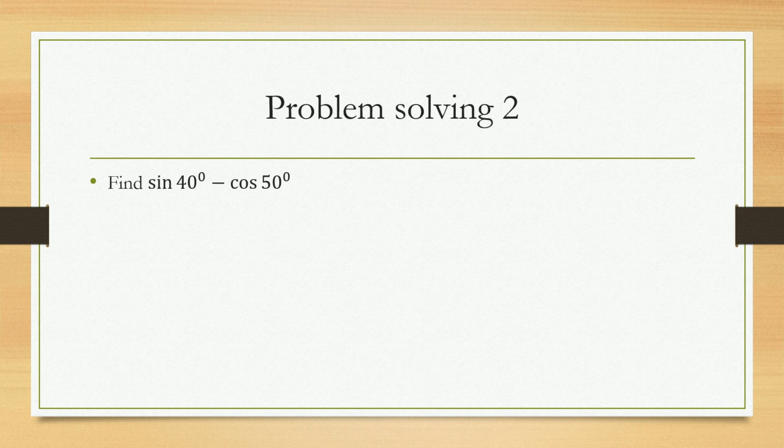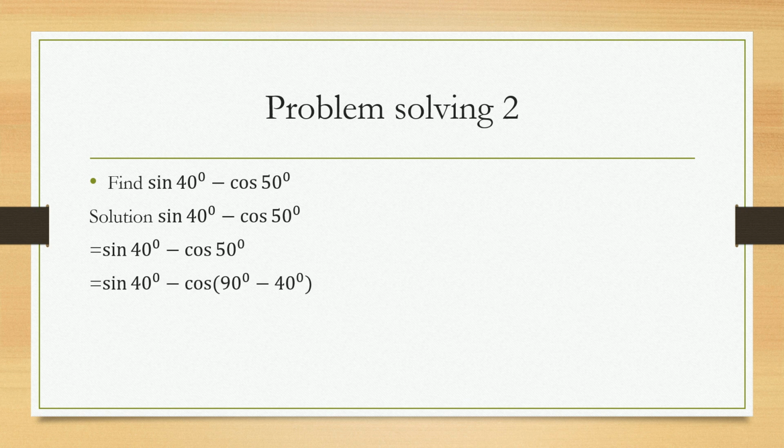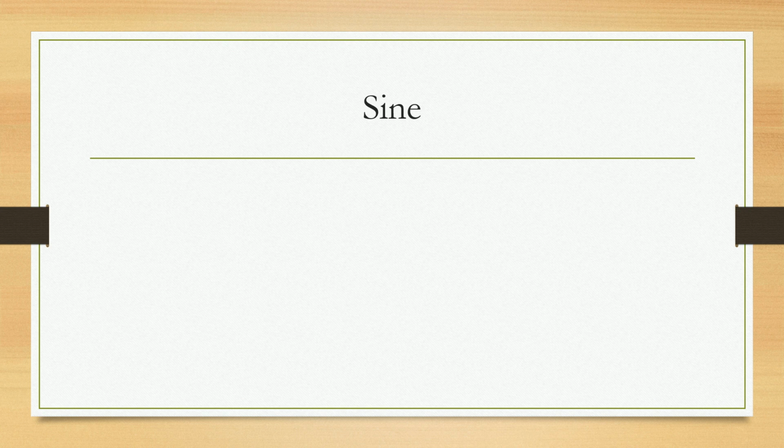Let us take one more example. Find the value of sine 40 degree minus cos 50 degree. Keep sine 40 degree unchanged. Write cos 50 degree as cos of 90 minus 40 degree. Now use the complementary relationship. It becomes sine 40 minus sine 40, which is 0. In this way we can solve many problems of the textbook. For instance, I have given only 2 problems.